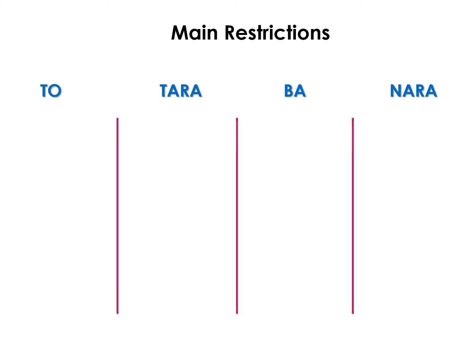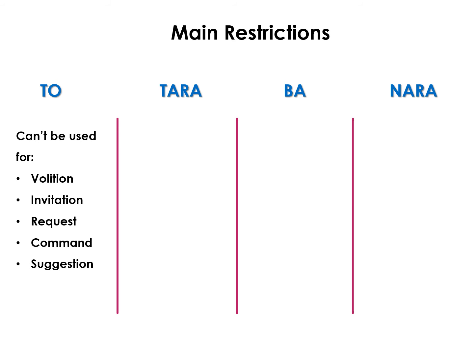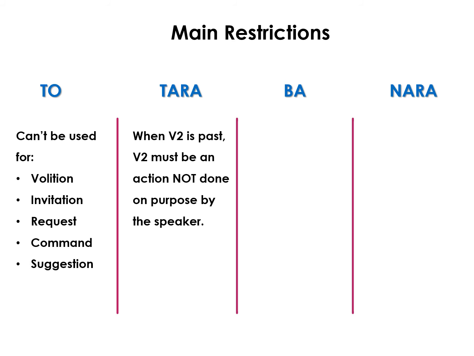Here are the main restrictions of the four conditionals. To cannot be used to make volitions, invitations, requests, commands, suggestions, or the like. Tara has only one big restriction. When the main verb or V2 is in the past tense, V2 must be an action that is not done on purpose by the speaker. This means V2 can only be a stative verb or a spontaneous verb or an action done by somebody else.